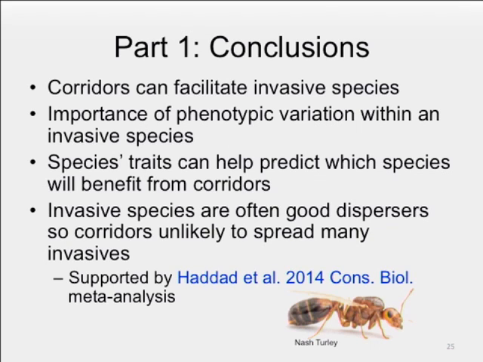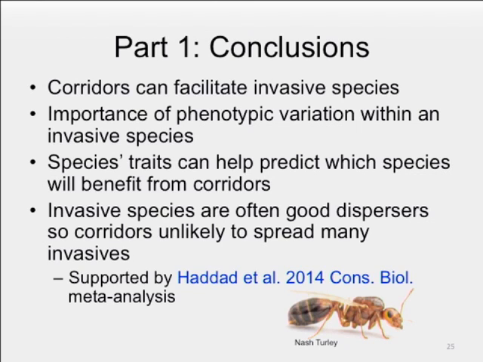It suggests that species traits can help us predict which species are going to benefit from corridors and which ones aren't. So in the case of invasive species, if we have an invasive species that's a poor disperser but a good invasive species by other measures, we might expect that they would benefit from corridors. But invasive species are often really good dispersers, so they might often be good at getting around whether or not we have the corridor there to help them get places.